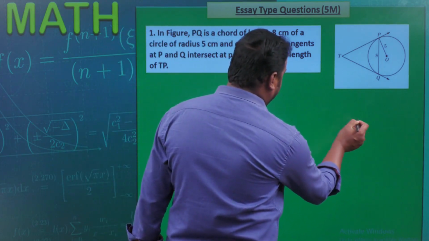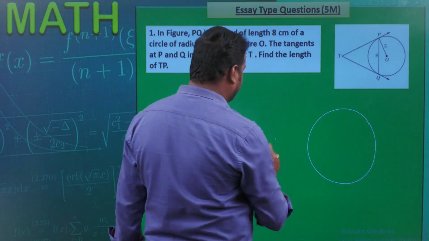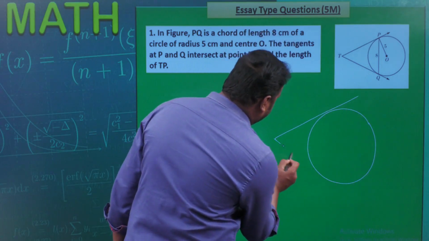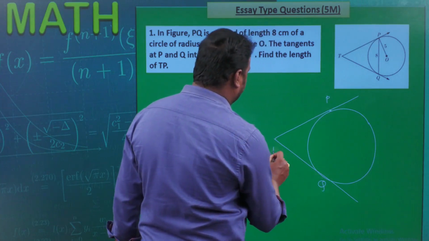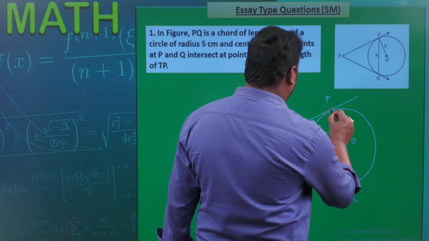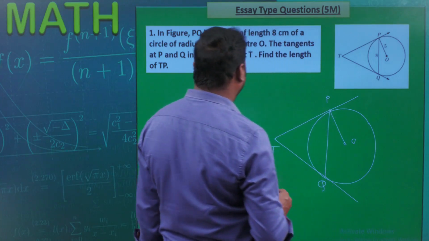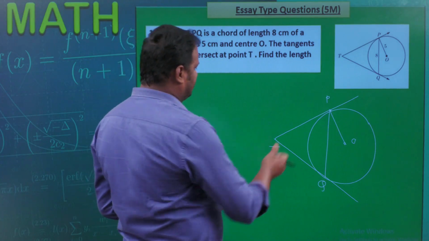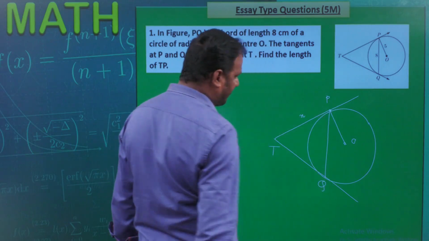See the problem given here, I would like to draw the figure again. So this is a circle, this is a point outside the circle, this is tangent TP as well as this is tangent TQ. This is point T and there is a center, let O be the center of the circle, and this is the radius, and this is a chord whose length is equal to 8 centimeters, of a circle of radius 5 centimeters. These are the tangents. Find the length of TP. TP is equal to how much? Let it be some x.